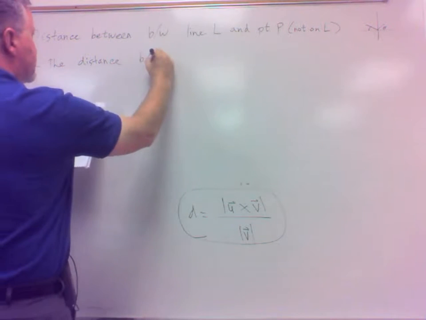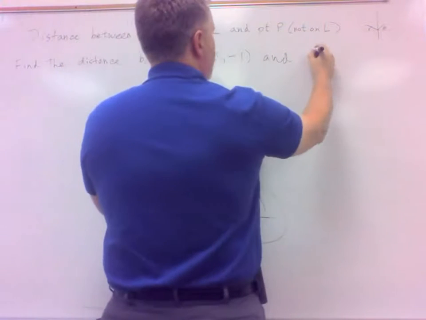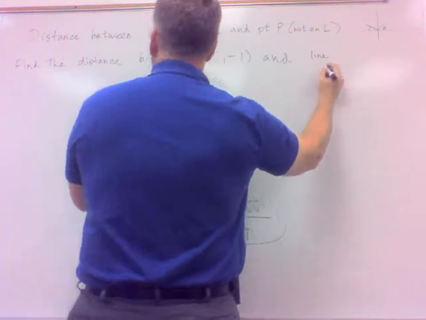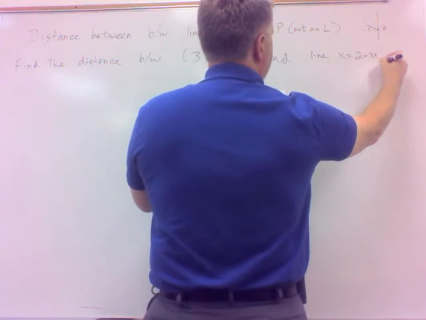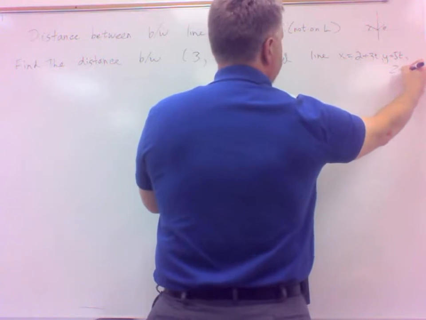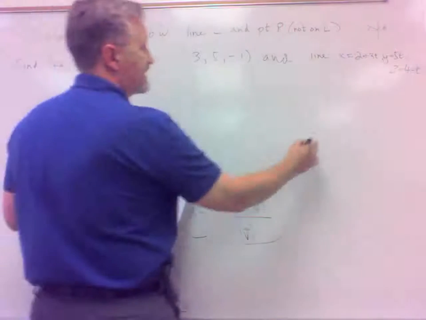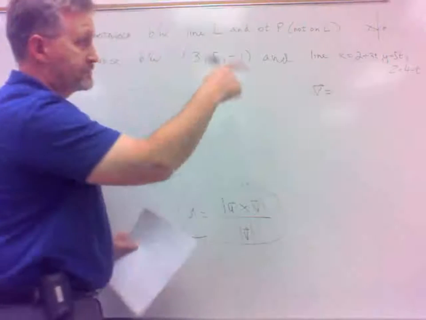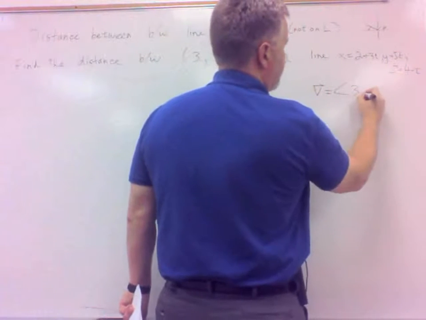So find the distance between the point 3, 5, negative 1 and the line x equals 2 plus 3t, y equals 5t, z equals 4 minus t. Okay. Well, like I said, the v vector, the direction vector, comes right off of that, right? Because the direction vector would just be the a, b, and c here, so it'd be 3, 5, and negative 1.